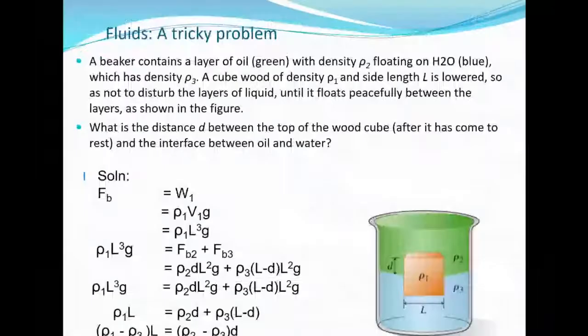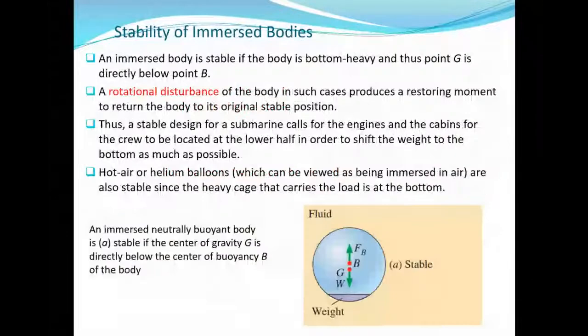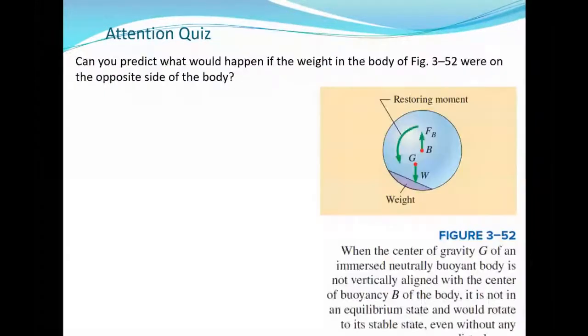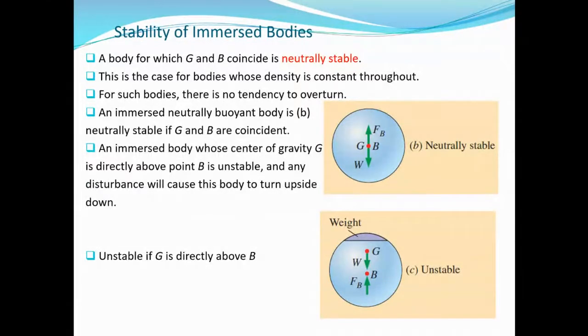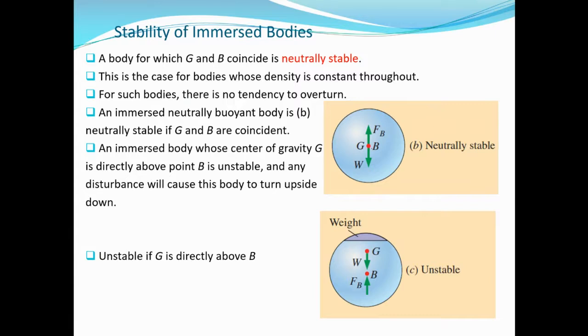So now we can move on to where we stopped in the previous class. I think I was explaining the stability of immersed bodies now. Okay, trying to explain the neutrally stable, unstable, and the stable states. Okay, we already explained this. When it is bottom heavy, the rotational disturbance will still bring it back because of the restoring moment. Okay, and then if the center of gravity is coinciding with the center of buoyancy, so it will be neutrally stable. Okay, it can be moved to another location, but it will remain in equilibrium in the new location.